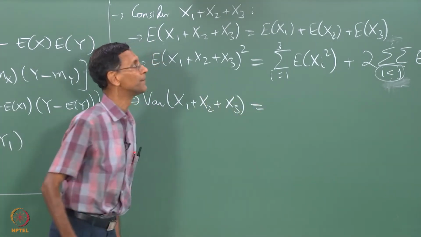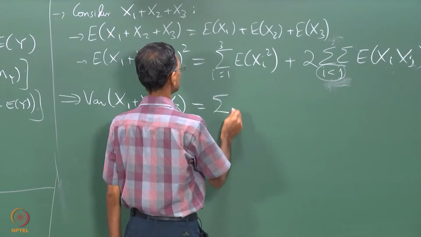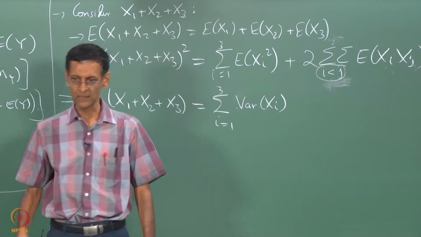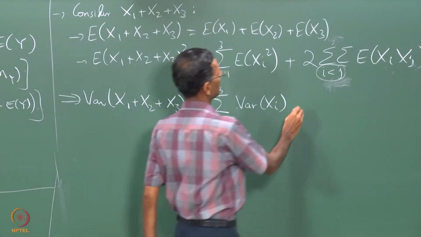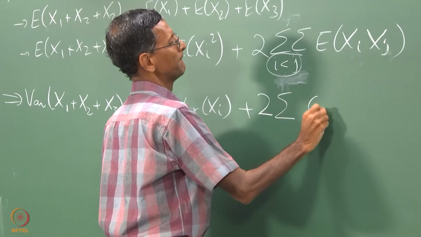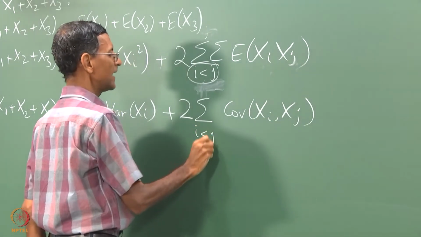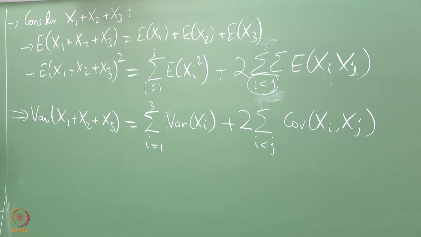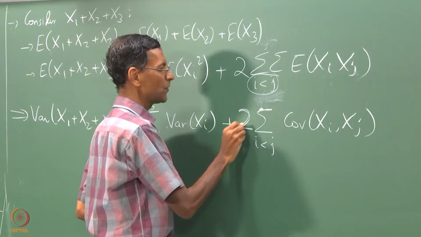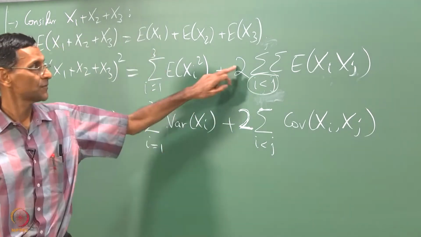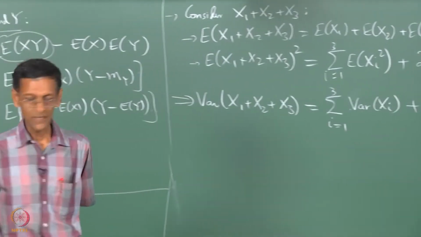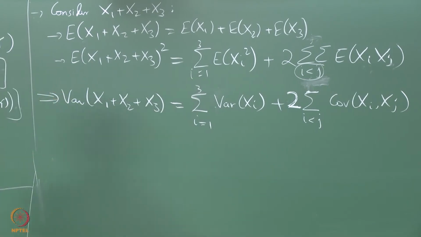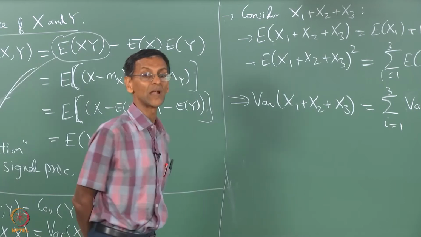What will this be equal to? This will be the sum of the variances, i equal to 1 to 3 in this case, or 1 to n if you have n of them, plus twice, again with i less than j here, the sum of the covariance of xi xj. And this 2 is very important, it comes from here. This is nothing but covariance of xi comma xi, and this is covariance of xi comma xj. So the covariance becomes very handy to deal with sums of random variables, essentially.